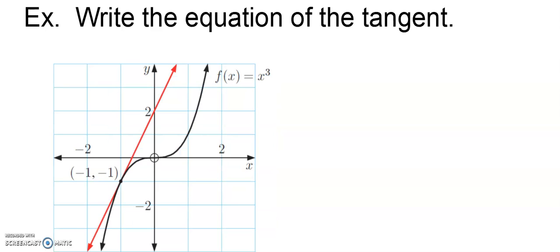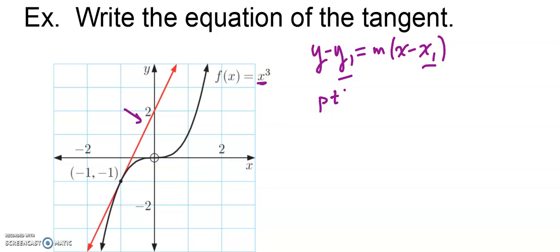Let's take a look at this example that I've got here. I've got a curve f of x equals x cubed. I want to write the equation of the line tangent to this curve at (-1, -1). So I want the equation of this red line right there, right? Because it's already drawn out, it's pretty easy to write the equation of the line. Let's not forget that the easiest form of the equation of a line is point-slope form, which is y minus y1 equals m parentheses x minus x1, where x1 and y1 are a point on my line, and m is my slope or my gradient.